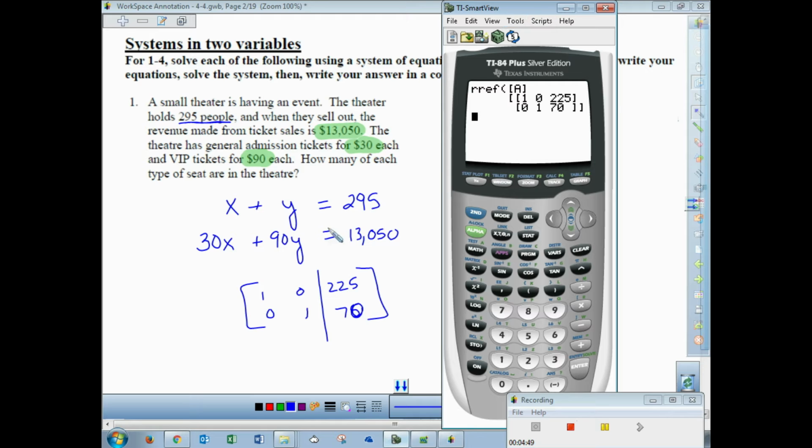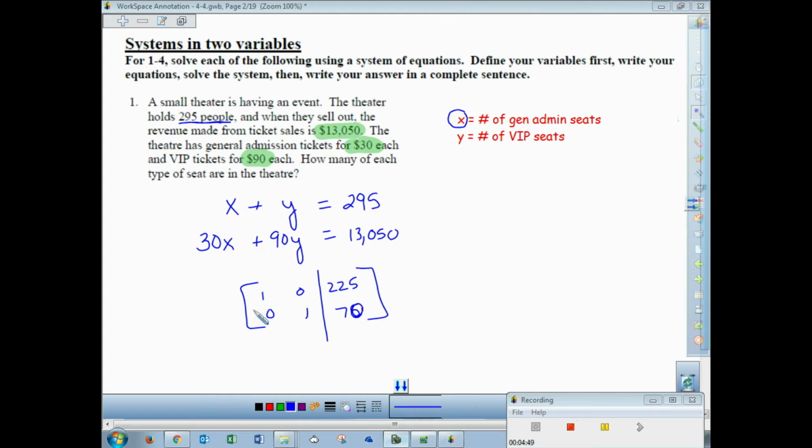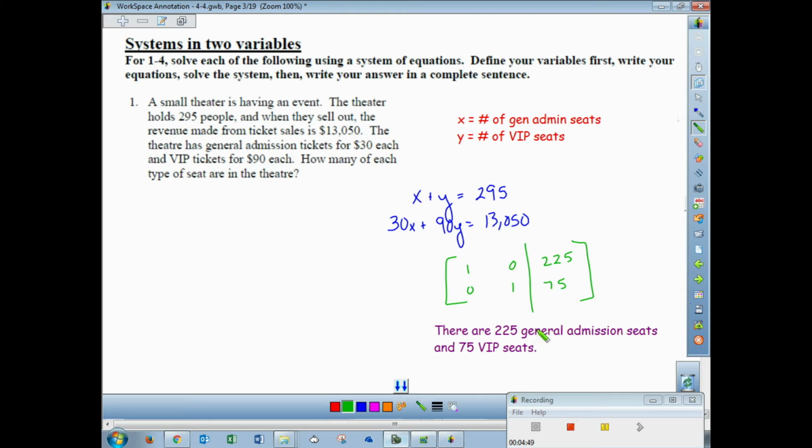We defined our variables, we wrote our equations, we had the matrix do the work for us, we write this down. Now we just answer in a complete sentence. So the idea is to read this. This really just says 1x equals 225 and y equals 70. So I can answer that in a complete sentence. And of course, I have a small little typo there because I thought the answer was 75, but it's 70.